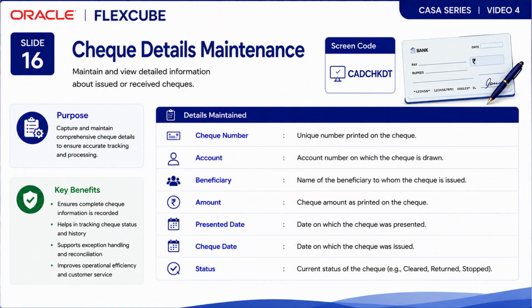Check details maintenance. The screen code is CADCHBOO. This screen maintains detailed information for every check issued under a checkbook. Information maintained includes the check number, account number, beneficiary, amount, presented date, check date, and current status. This enables accurate check tracking throughout its lifecycle.